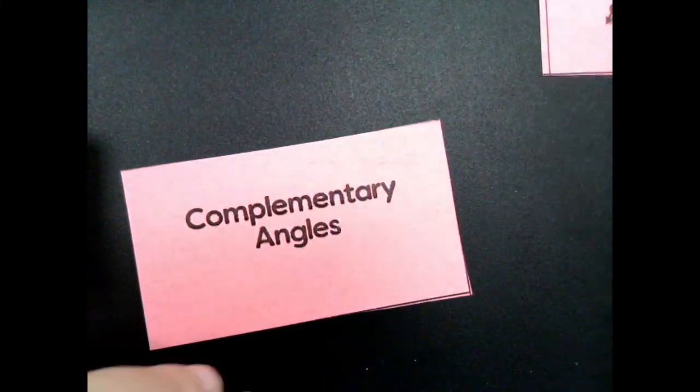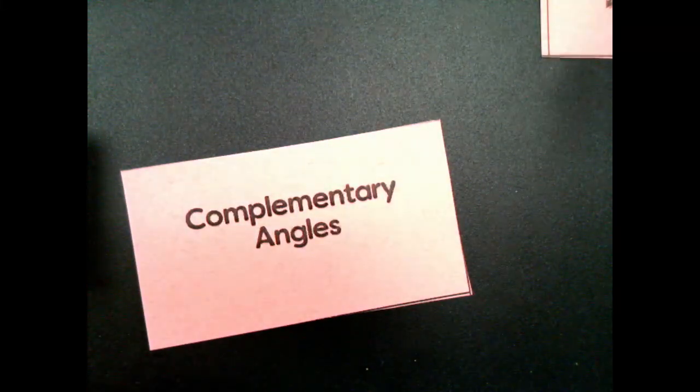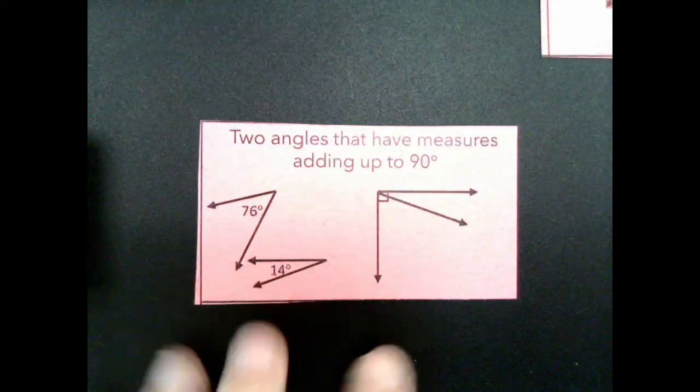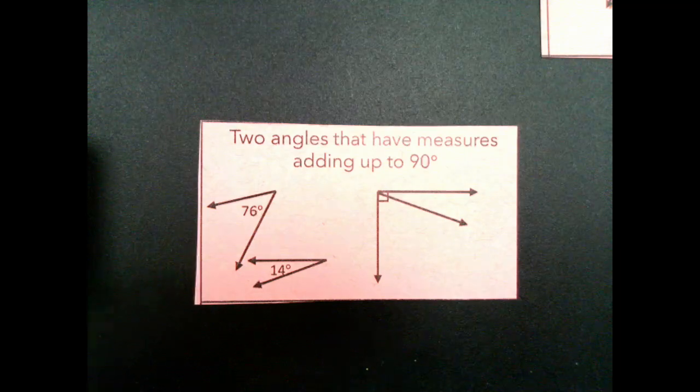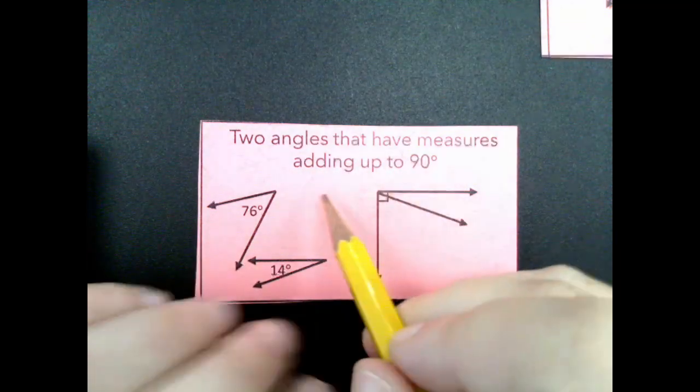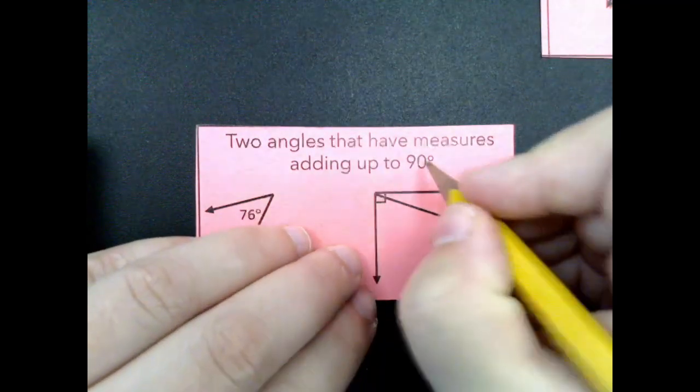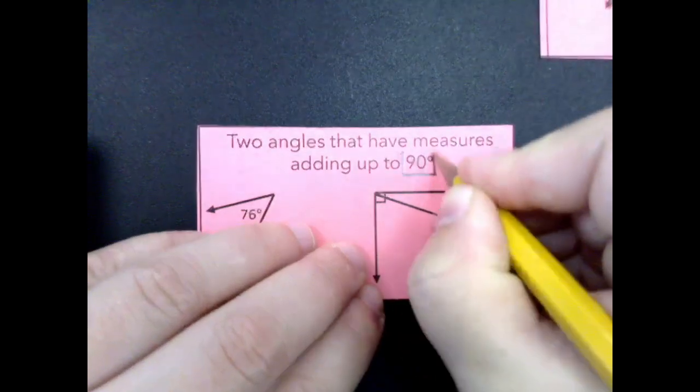Complementary, complement means like the other part almost. If you think about your complements in art, they're kind of across the color wheel. Okay, so this time, two angles that have measures adding up to 90 degrees. So 90 is our key number on this one.